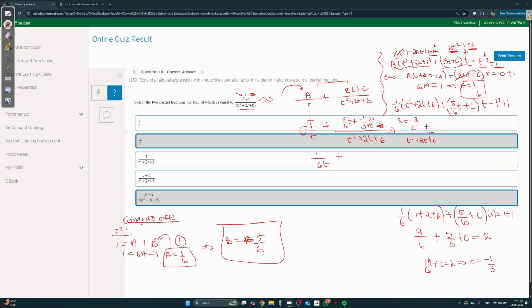Now, what did I tell you? If you have denominator over denominator, just throw the denominator up with the denominator down. It's going to become 5t minus 2 over 6 into t squared plus 2t plus 6. There you go. So what are your factors? 1 over 6t and 5t minus 2 over 6 times t squared plus 2t plus 6.